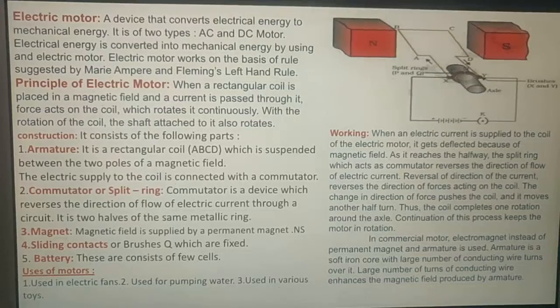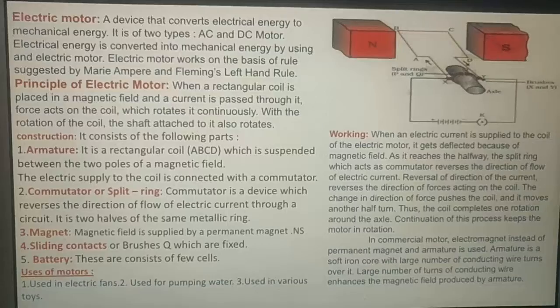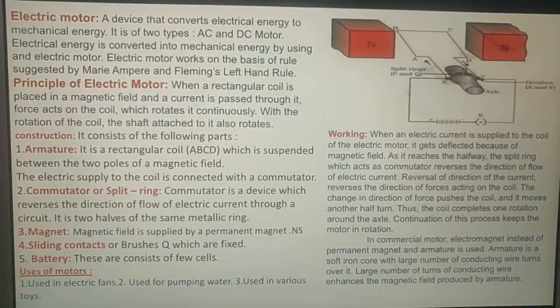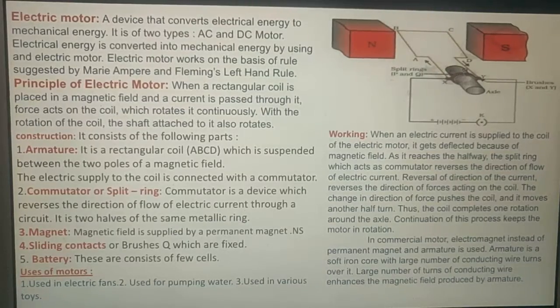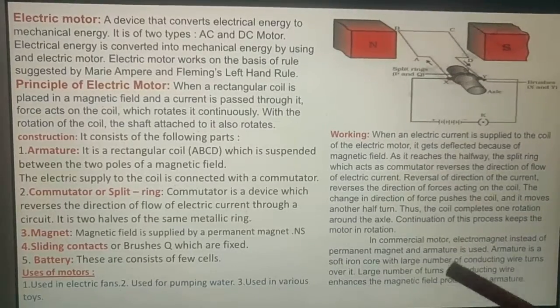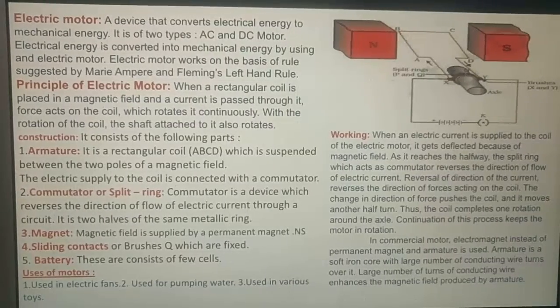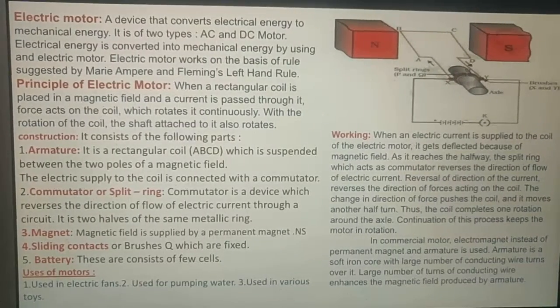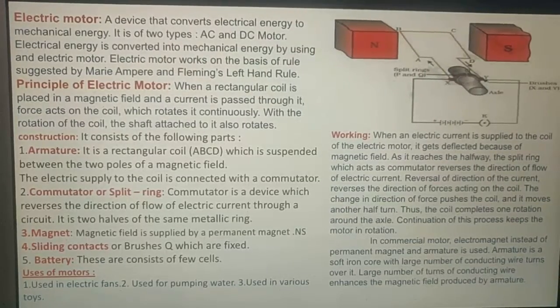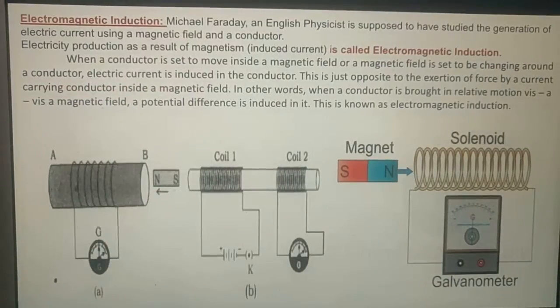In a commercial motor, an electromagnet is used instead of a permanent magnet, and an armature is used. Armature is a soft iron core with a large number of conducting wire turns around it. In this way, the armature has so many turns; only one turn is shown here, but it will have many turns. A larger number of turns of conducting wire enhances the magnetic field produced by the armature.